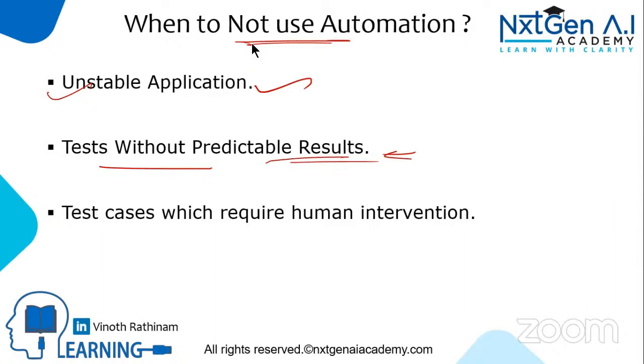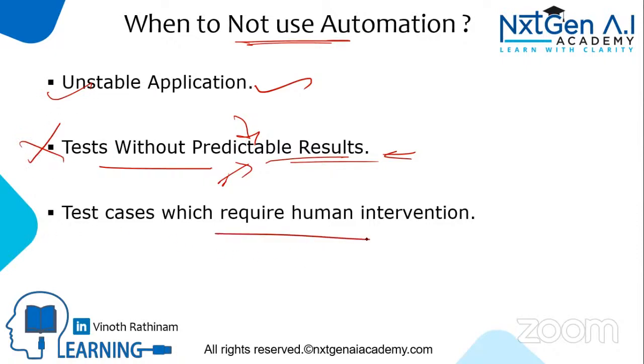When not to use automation. When the application is not stable, that is a place where we should not use the automation. And regarding not being sure about the expected results: we can say a test case is passed or failed when the expected and the actual results are the same. If you're not sure about what results you're going to get, in such cases we can't do the automation.